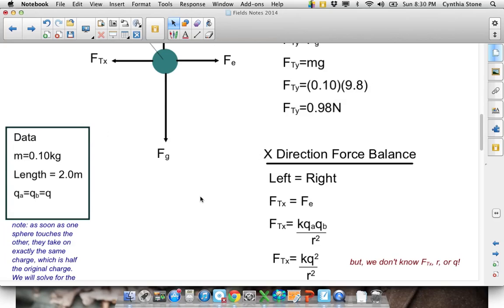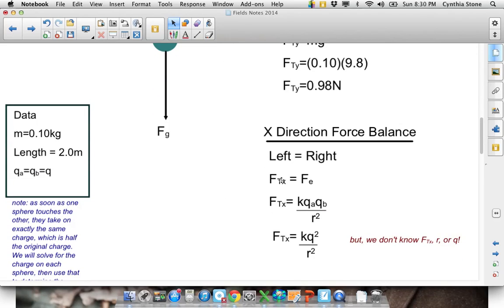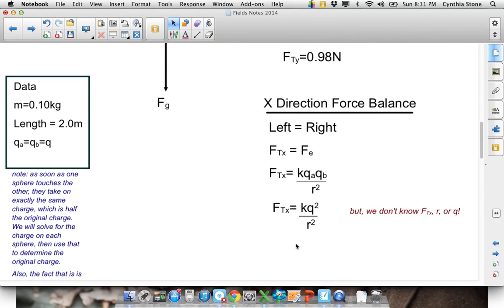Now when I do my X direction force balance, I can say, well, left equals right. So Ft(x) will be equal to the electric force, which is going to be equal to our 2 charges. But we said that the charges were equal, right? They're just Q. We said that they had to be equal. So we're solving for Q is what we're looking for. So we say Ft(x) equals kq squared over r squared. The problem is we don't know q, and we don't know r. At least we know k is 9 times 10 to the 9. We know that much, right?